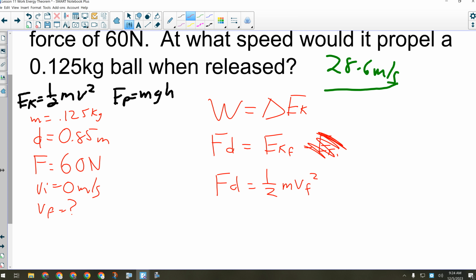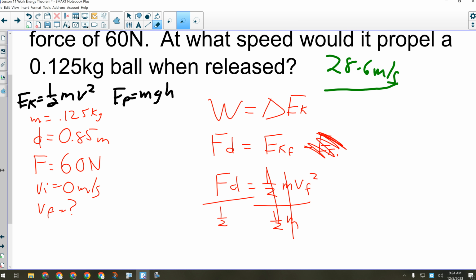So how do I get Vf by itself? Rearrange the formula. What do I do with the half and the m, because I need to move those? Divide them over to the other side. So that equals Vf squared. What do I want? Vf. I just want Vf, so what do I need to do to this side?